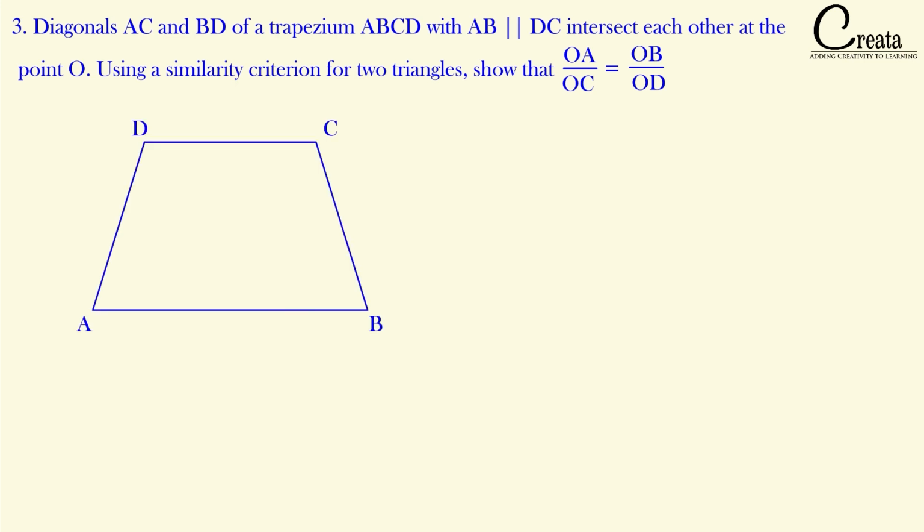A trapezium has the property that one set of opposite sides are parallel to each other, which are given as AB and DC. So AB and DC are parallel to each other. We are also given the diagonals of this trapezium as AC and BD. Both of these diagonals are intersecting at the point O. And we have to show or prove that OA upon OC is equal to OB upon OD. For simplicity, let's name the angles as angle 1, angle 2, angle 3 and angle 4.